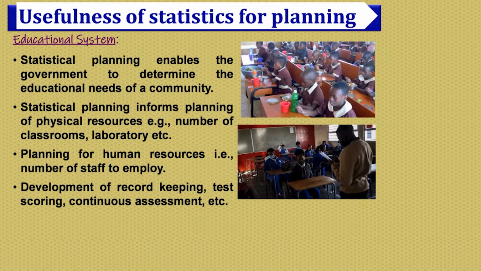In the educational system, statistical data enables the government to determine educational needs of a community. It also aids planning of physical resources, for example, the number of classrooms, laboratories, and other structures required for effective teaching and learning. Next, statistical data is also helpful for planning of human resources, for example, the number of staff to be employed. And lastly, it helps proper record keeping, test scoring, and continuous assessment.